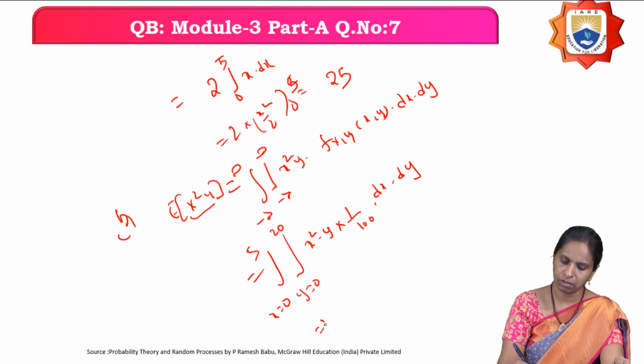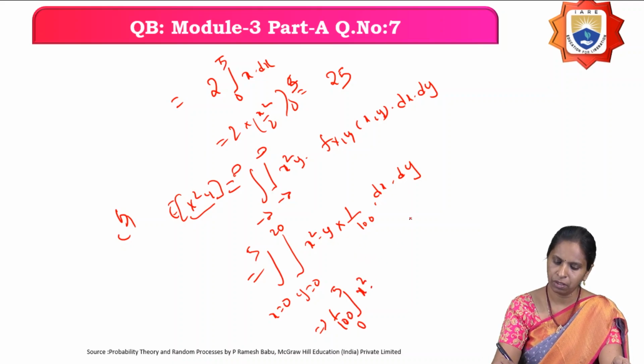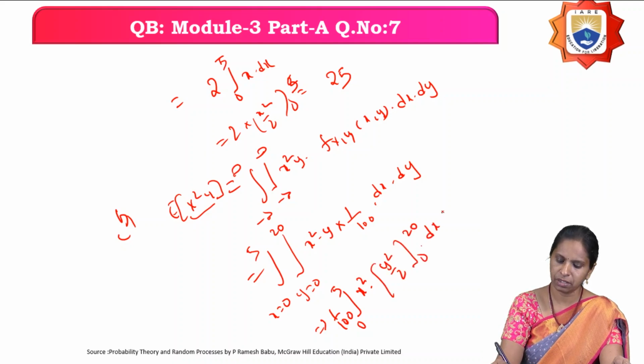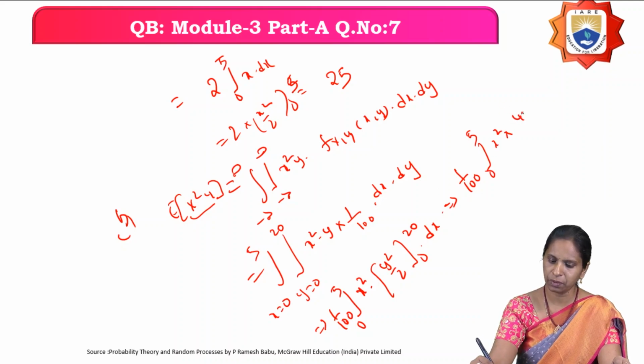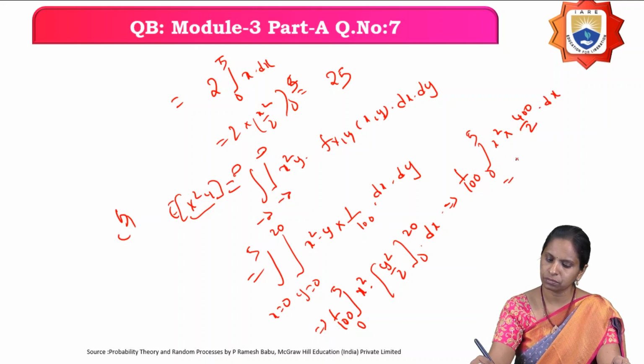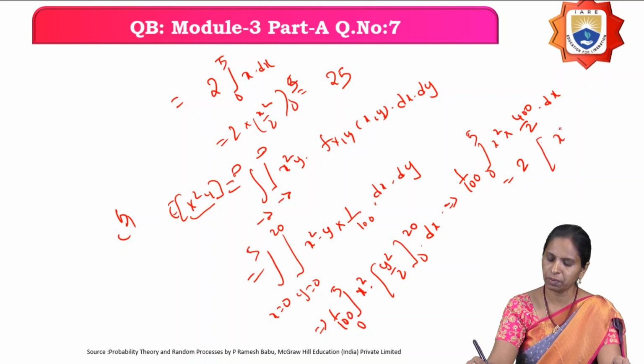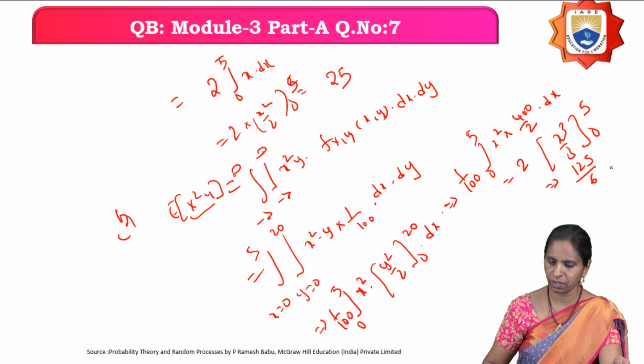Now simplify this. Integration 0 to 5, 1 by 100 is constant, so x square into integration of y with respect to y, nothing but y square by 2, and the limits of y are from 0 to 20, into dx. That equals 1 by 100 into integration 0 to 5 of x square into 20 square by 2, nothing but 400 by 2, into dx. So 2 into integration of x square, nothing but x cube by 3 from 0 to 5. That equals 125 by 6 here. So this is nothing but E of X squared Y.